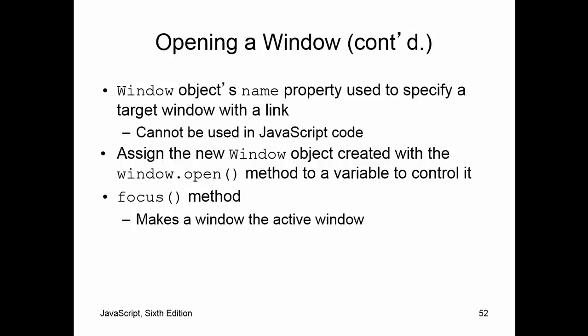You can use the focus method to make a current window active. So you could have a lot of different windows that are technically open, but only one has the focus, or is the active window at one time. In other words, it's the one displaying. But you can change that by using things like the focus method.